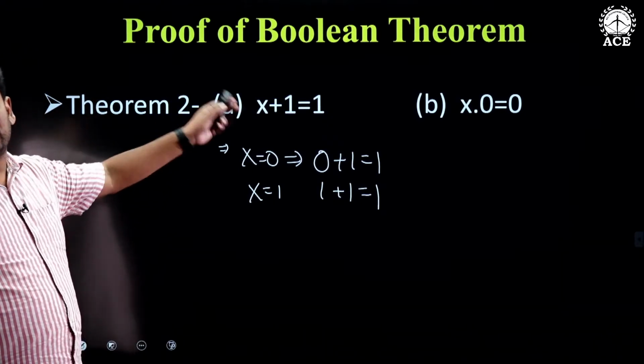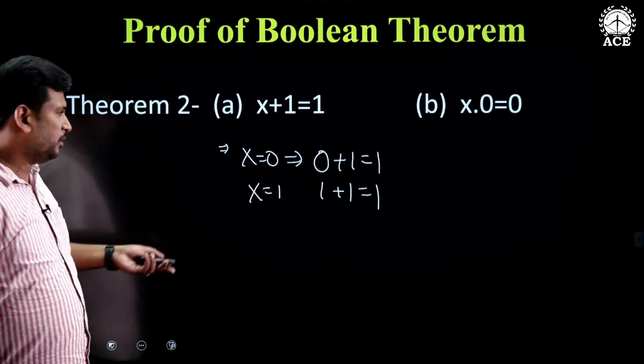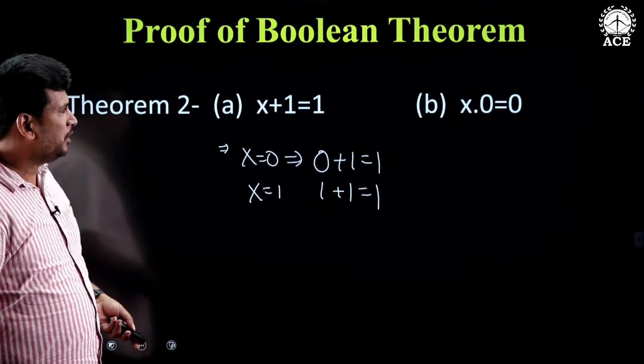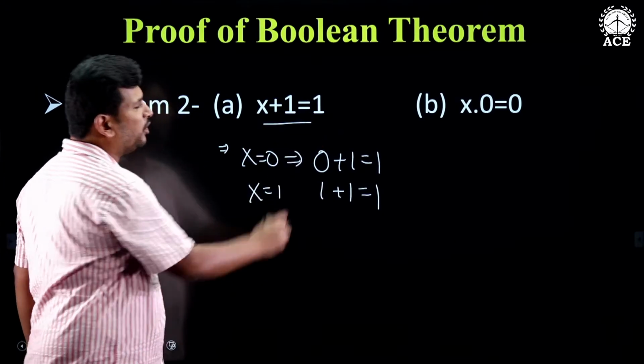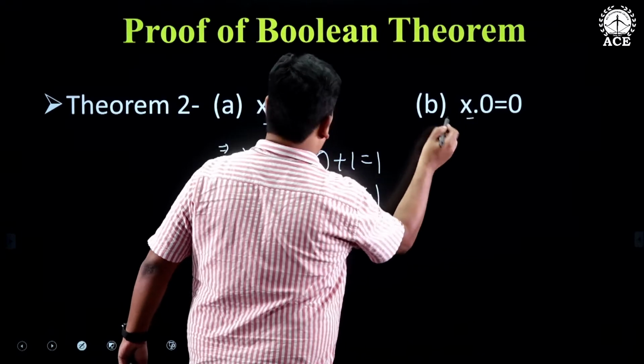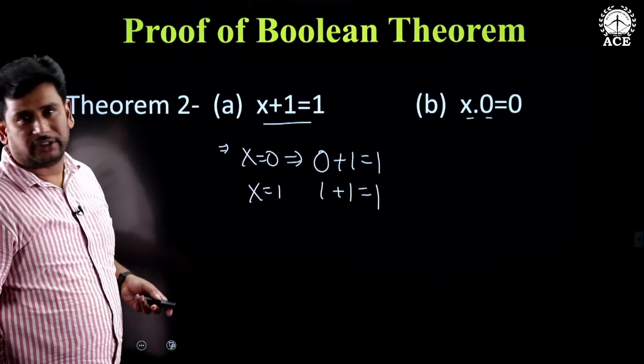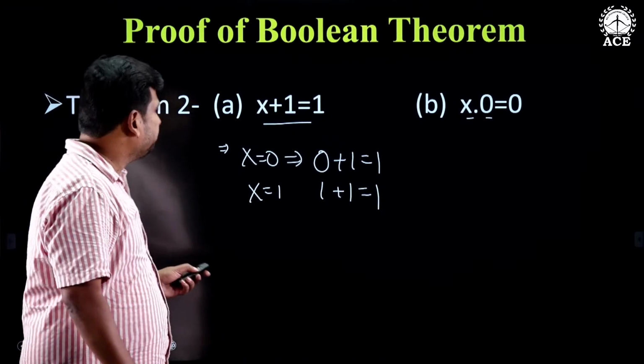X OR with 1 is x OR with 1 into 1, and then do the simplification. But this is sufficient. Now when you apply the duality of this, what do you get? X AND with 1 becomes 0, and x AND with 0 is 0. This is your second theorem.